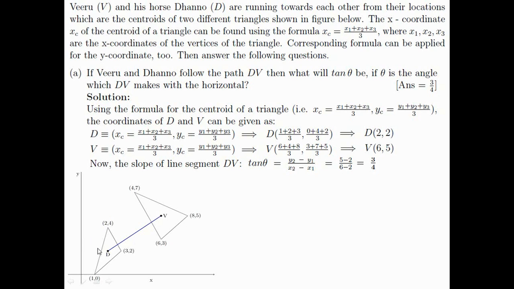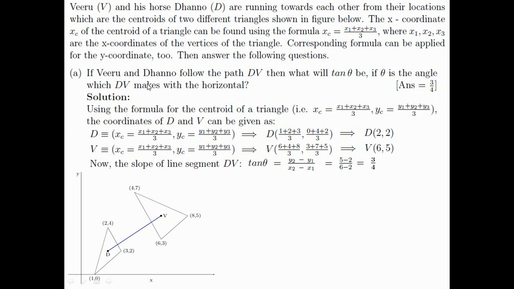Thank you. Hello. The question is, Viru represented by V and his horse Dhanno represented by D are running towards each other from their locations, which are the centroids of two different triangles shown in the figure below. The x coordinate xc of the triangle is given by the formula xc equals (x1 plus x2 plus x3) divided by 3, where x1, x2, x3 are the x coordinates of the vertices and the corresponding formula can be applied for y coordinate also. Now you have to answer the following question.